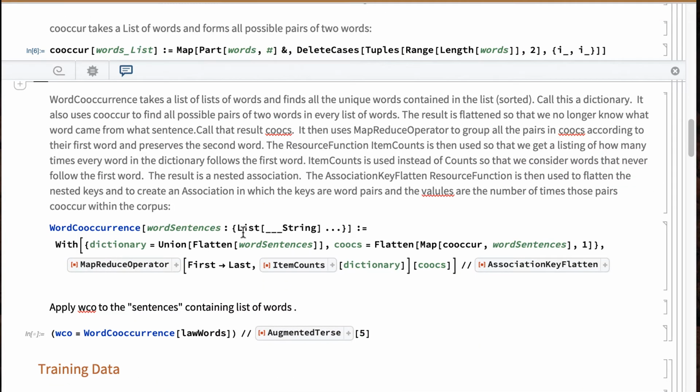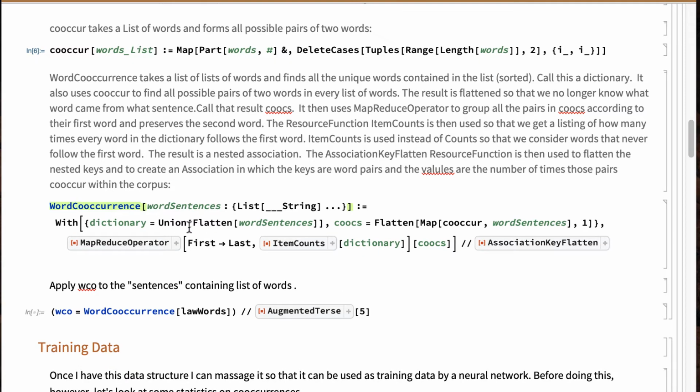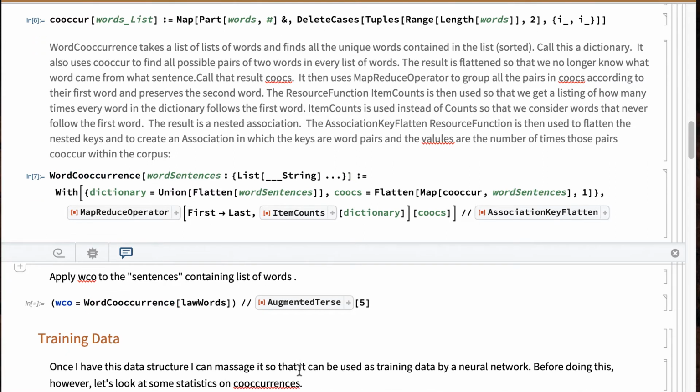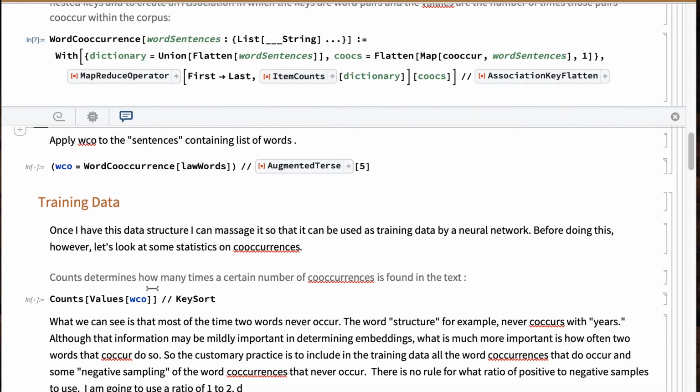This code is probably one of the more inscrutable pieces of code I've written in this course, but what it's going to do ultimately is produce an association in which the keys are the co-occurrence words and the value is the number of times it occurs in the corpus. And I've tried to provide an explanation of it here in text. I'm not going to go through that in the video. I don't believe it's essential that you understand it.